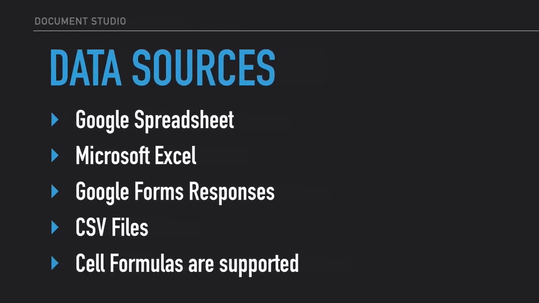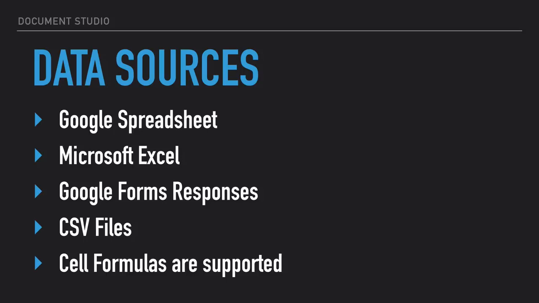The idea behind Document Studio is simple. You add the data inside a Google spreadsheet, and the add-on will create one document for every row in the Google spreadsheet. In addition to Google Sheets, you can also import data from your existing Microsoft Excel or CSV files. And if you're using Google Forms, you can use Document Studio to automatically generate documents whenever somebody submits your form. The answers entered by the form respondent will be included in the finished document.